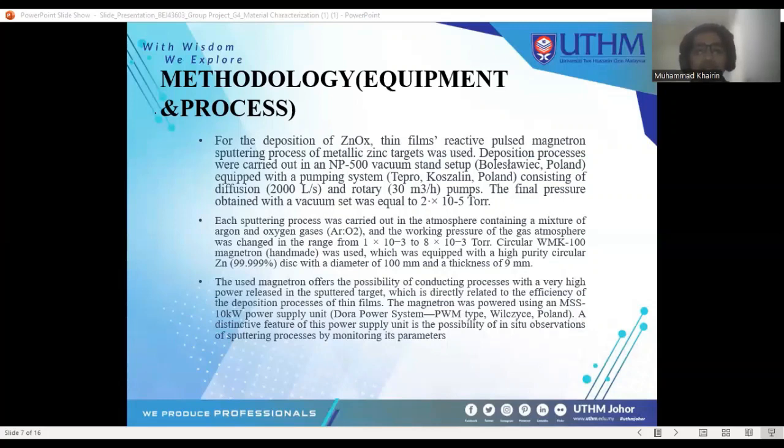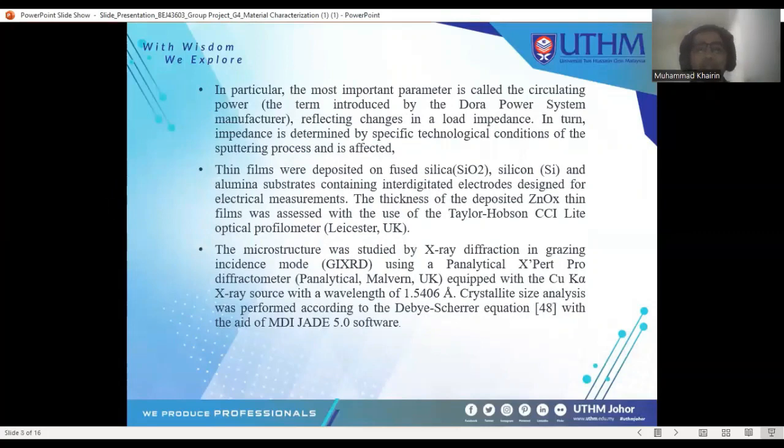The magnetron was powered using an MSS 10 kW power supply unit. A distinctive feature of this power supply unit is the possibility of in-situ observation of sputtering processes by monitoring its parameters. In particular, the most important parameter is called the circulating power, a term introduced by the Dora power system, reflecting changes in plasma impedance. In turn, impedance is determined by specific technological conditions in the sputtering process and is affected by them.